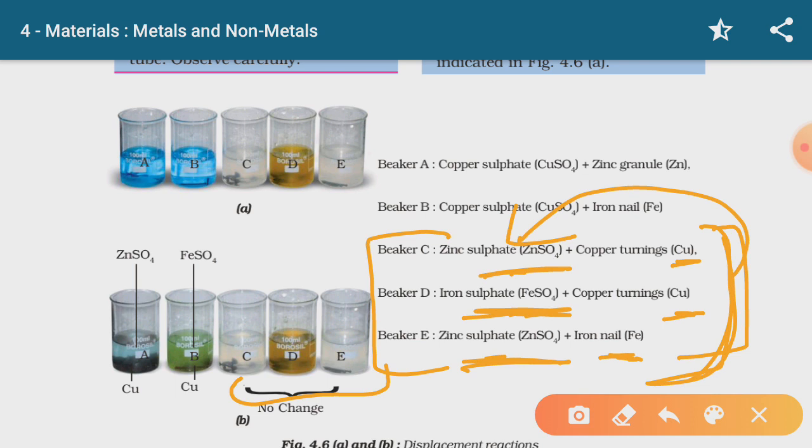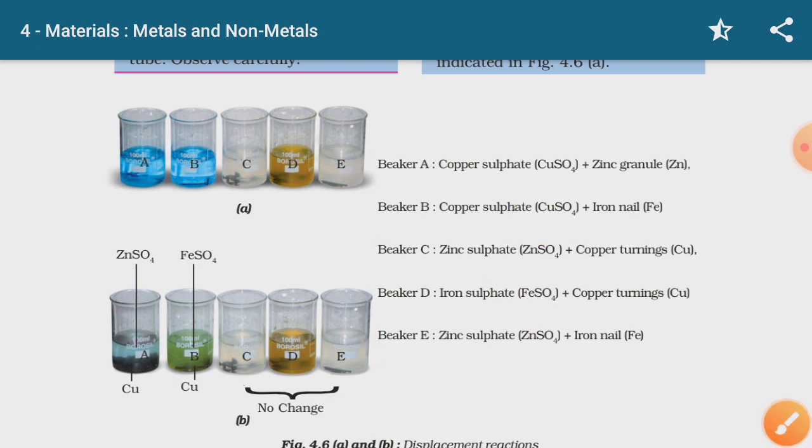So what is a displacement reaction? It is a type of chemical reaction in which a more reactive metal displaces a less reactive metal from its salt solution. Thank you very much, and revise the reactivity series once more.